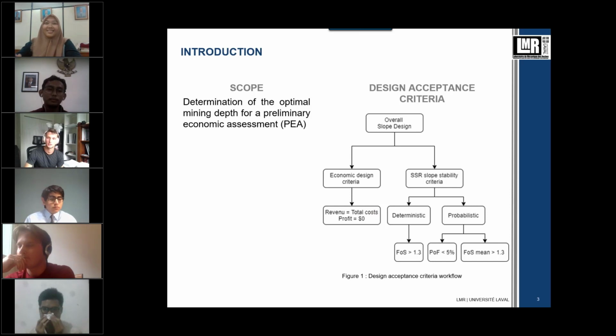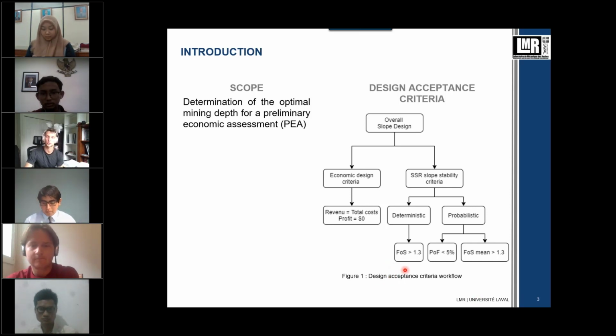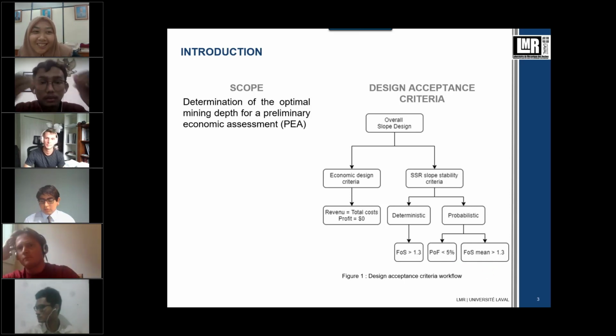mine project. So the economic design acceptance criteria is set so the total income from the mine ore must equal the total operating cost. So a profit of 0, as you can see here. And for the slope stability analysis, we must respect a factor of safety greater than 1.3 on a deterministic approach, and both a probability of failure smaller than 1.5 and a mean factor of safety greater than 1.3 have to be respected on the probabilistic approach.